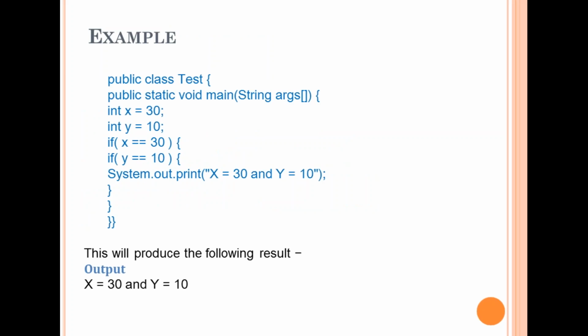You see an example: integer x is declared as 30 and y equals 10. If x equals 30, execute the second if statement, that is y equals 10. Yes, both are true, and the system will print x and y.